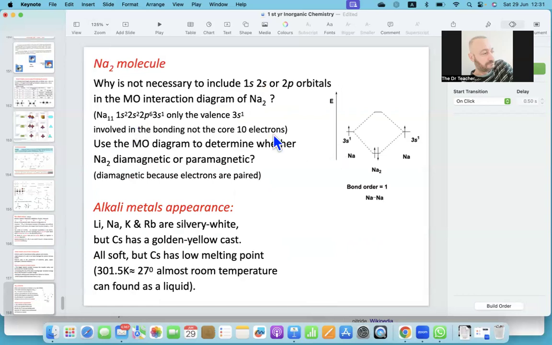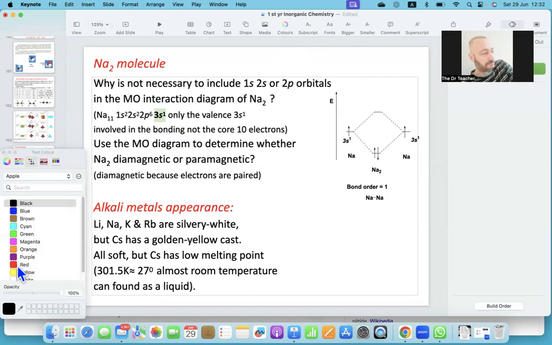If we take the sodium molecule itself, why is it not necessary to include 1s, 2s, or 2p orbitals in the molecular orbital interaction diagram for sodium? Because they are fully occupied. Sodium has 11 electrons: 1s2, 2s2, 2p6, 3s1. So the one electron in s is very important. The others are the core electrons.